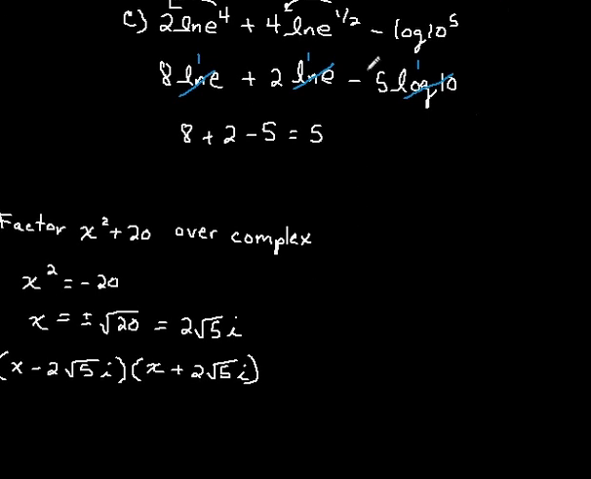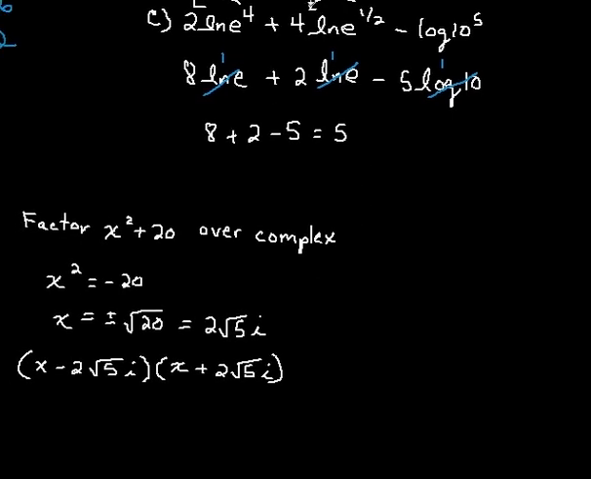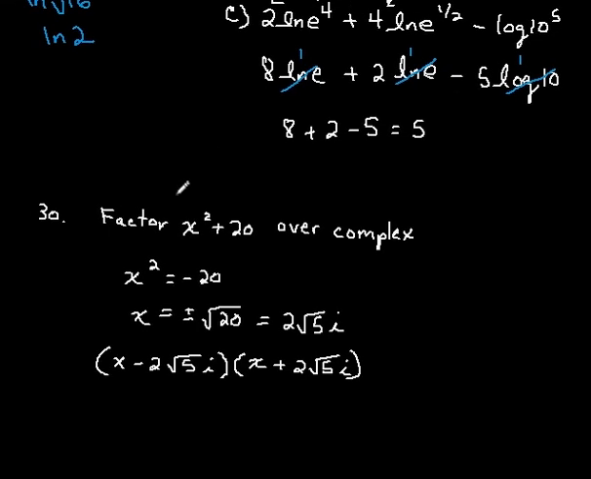And the last one, factor over the complex numbers. What we want to do is, if I said to factor like x squared minus 4, we would just say x plus 2, x minus 2. But this is not factorable. There's no way you can factor this. It's not a difference of two squares. There's nothing you can do, but it is factorable over the imaginary number system.